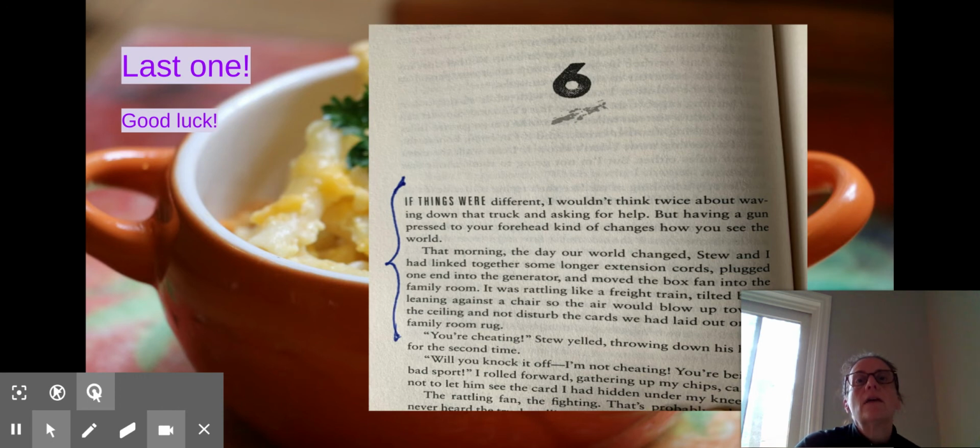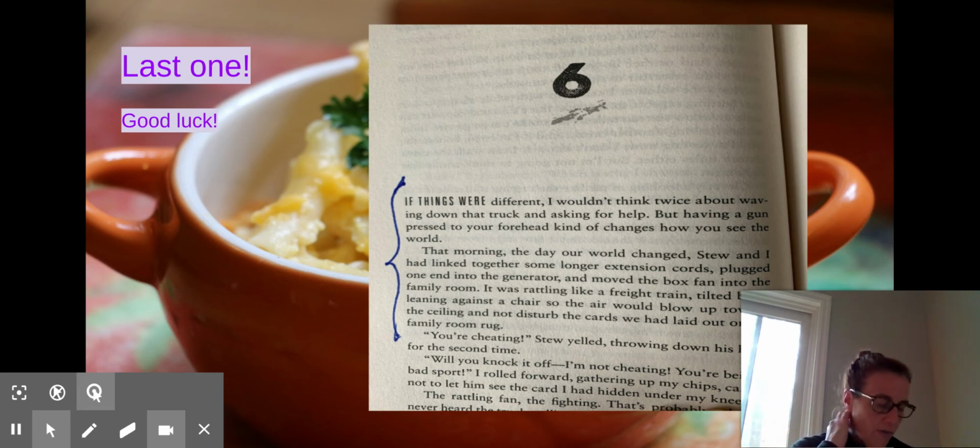So obviously, you hear the word gun, and you as a reader, you're like, what's going on, right?